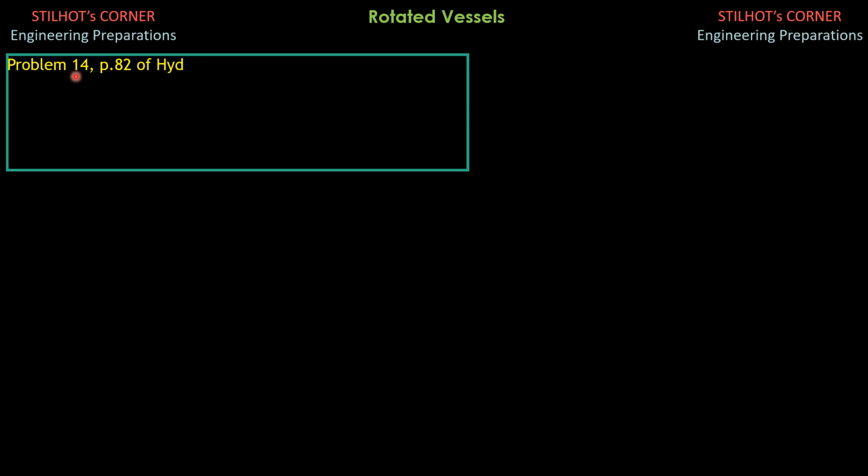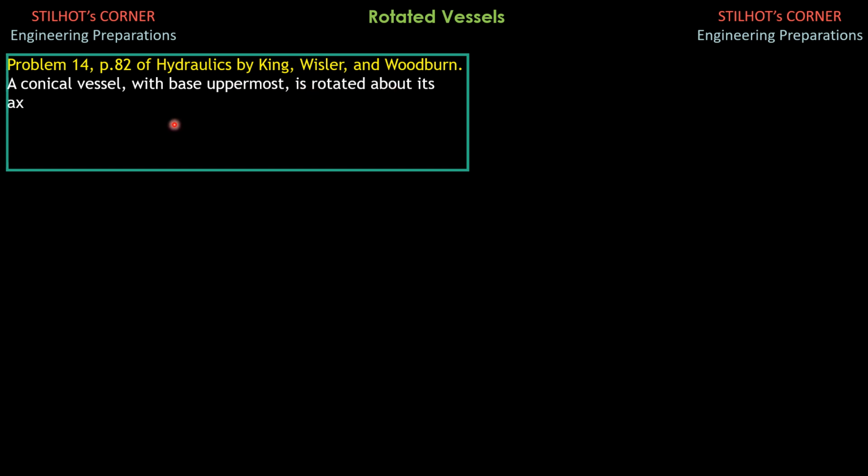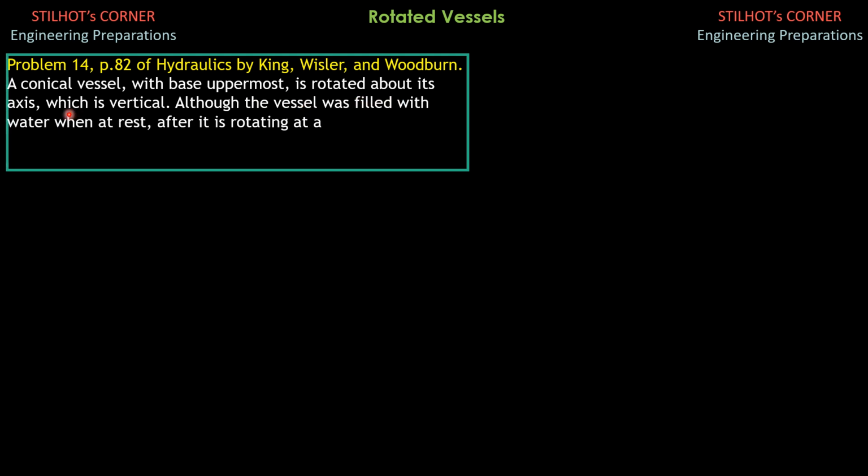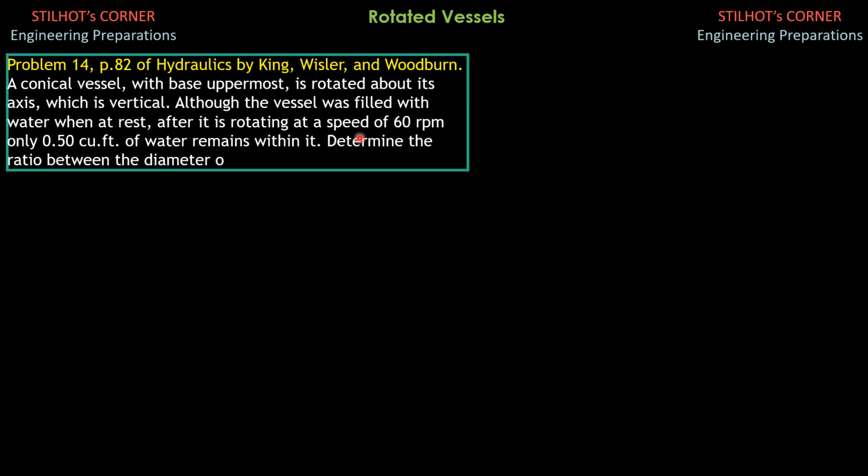This problem was taken as problem 14 on page 82 of Hydraulics by King, Whistler, and Woodburn. A conical vessel with base uppermost is rotated about its axis, which is vertical. Although the vessel was filled with water when at rest, after it is rotating at a speed of 60 revolutions per minute, only 0.5 cubic foot of water remains within it. So determine the ratio between the diameter of the base and the altitude.